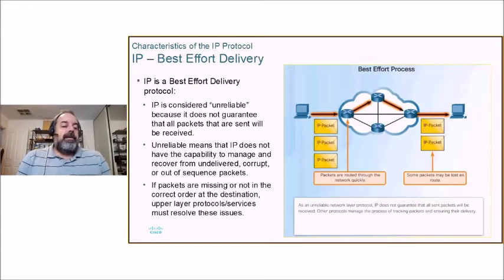They call IP a best effort delivery protocol, which basically means it tries, but if it can't get the packet through, it will drop that packet and wait for typically TCP to tidy up the mess. It does not guarantee that all packets sent will be received. It does not have the capability to manage and recover from undelivered, corrupt, or out-of-sequence packets. If packets are missing or not in the correct order at the destination, upper layer protocol services must fix these problems.